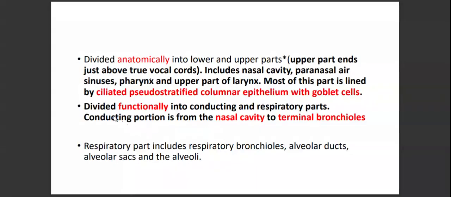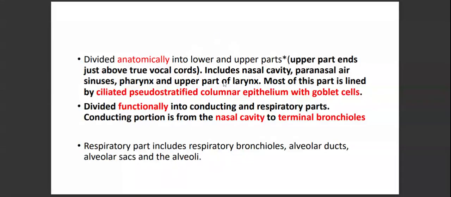Okay, so we also have another division apart from the anatomical division. We also have the functional division, which divides this system into the conducting and the respiratory parts. So the conducting portion is from the nasal cavity up to the terminal bronchioles. From the nasal cavity up to the terminal bronchioles, that is the conducting part.